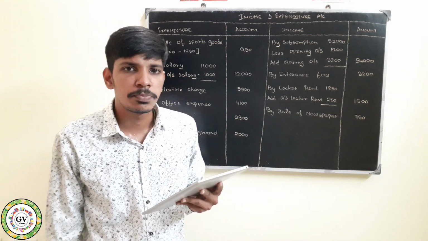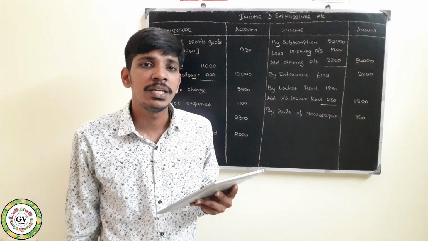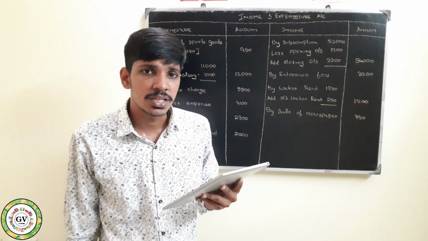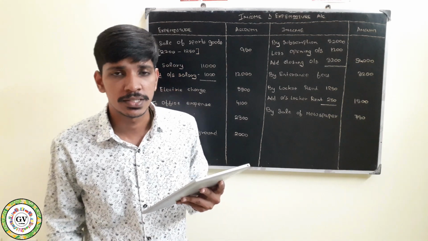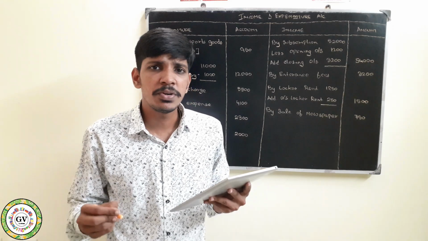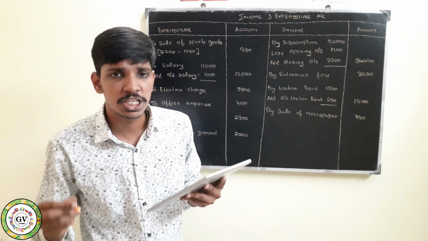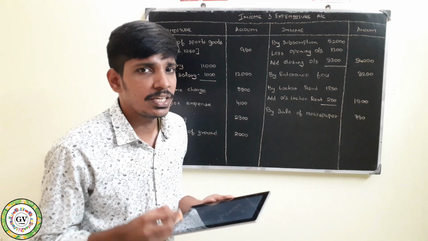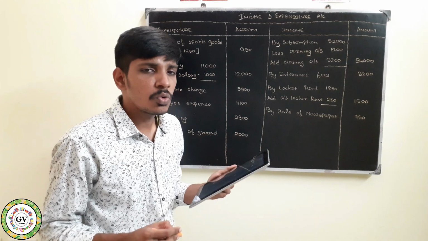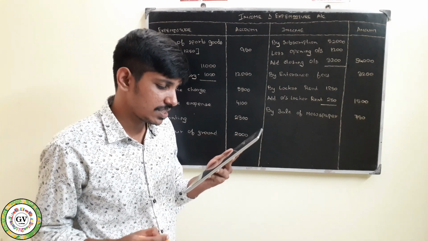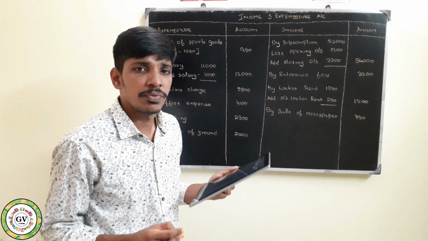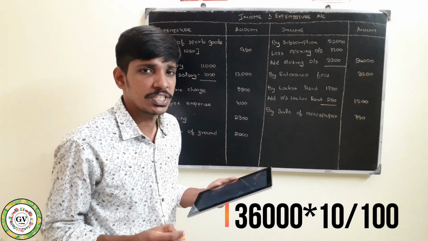And in the income and expenditure account, we need to debit the depreciation for the assets which are already there in the business. In the discussed question, the depreciation is to be charged at 10% per annum. So we shall calculate the depreciation now. There is an opening value of building of rupees 36,000. On the 36,000, we need to calculate 10% depreciation.